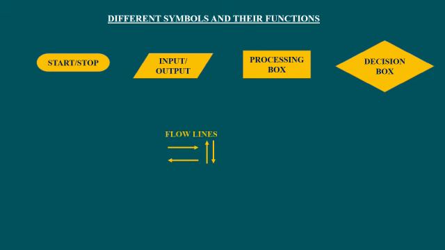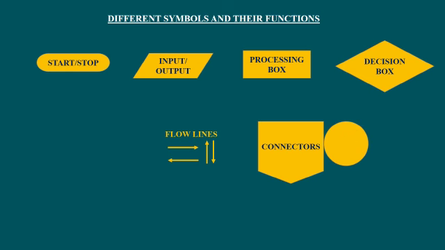Flow lines. These lines show the direction in which the control of the program is moving. These arrows are used to connect the various geometrical symbols in the flowchart. Connectors. These are used to connect one part of the flowchart to another. Understood, children?